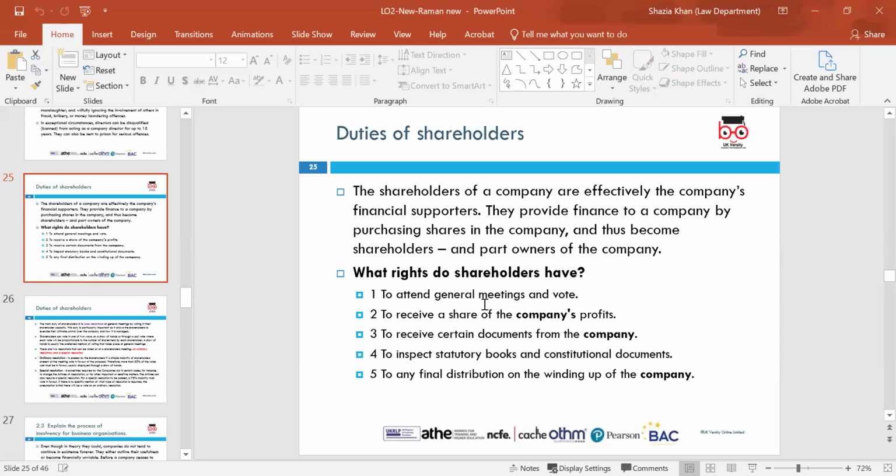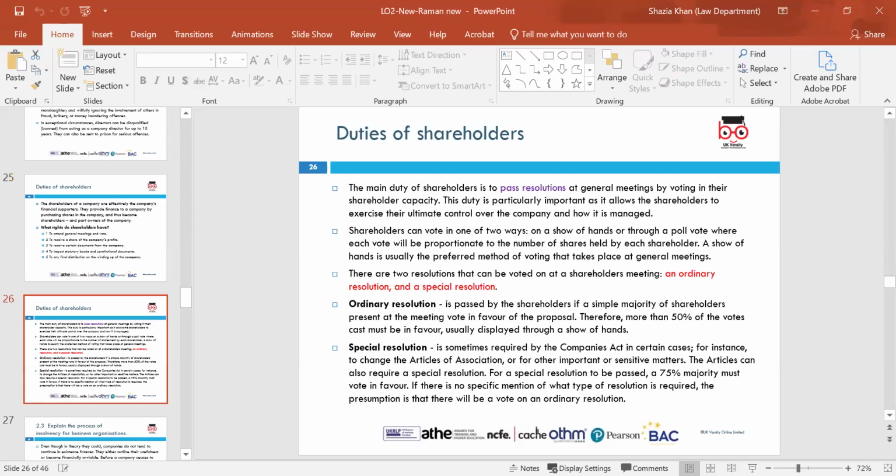Their rights are to attend general meetings and vote. Secondly, to receive a share of the company's profits. Thirdly, to receive certain documents from the company. Fourthly, to inspect statutory books and constitutional documents. Fifthly, to a final distribution on winding up the company. So these are some more duties as well.